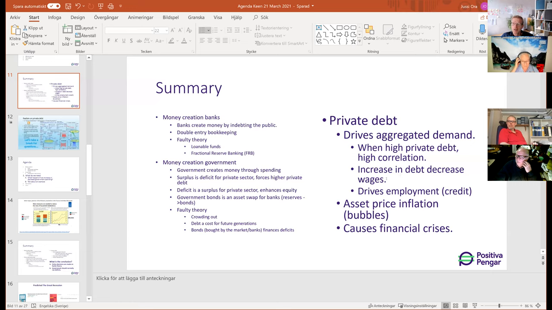Yep. And an increase in debt decreases wages and increases income share to financial institutions. And it drives employment, and it means that when the debt gets higher and higher, we get lower and lower employment and vice versa. Mm-hmm. Okay, and then we get asset price inflation, and it causes financial crisis. And then you say they don't care about this in neoclassical economics. They leave it out completely.